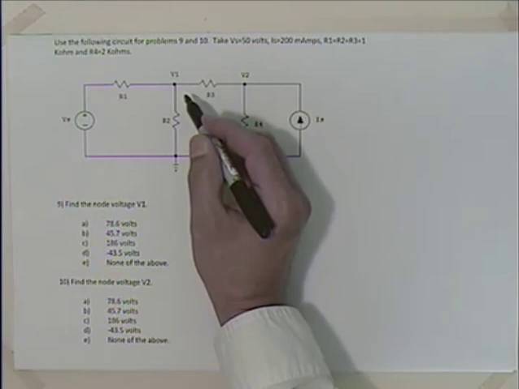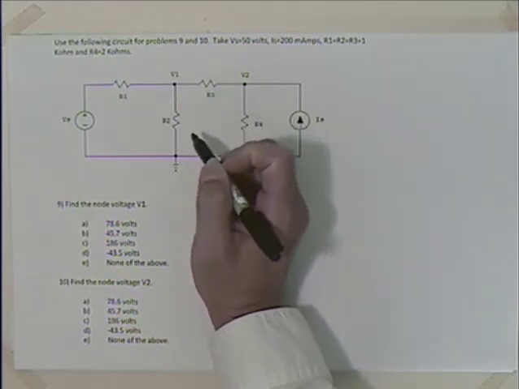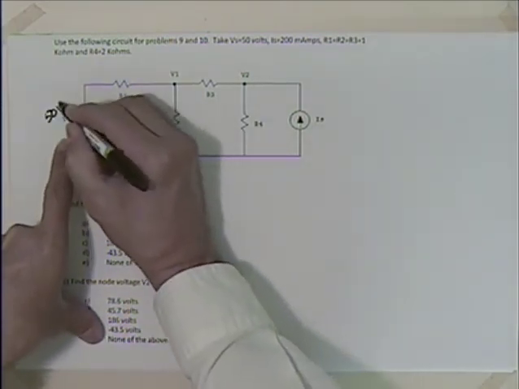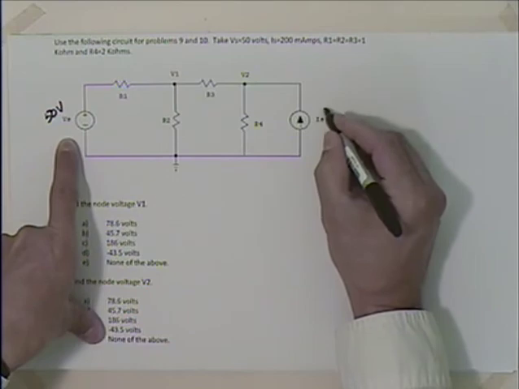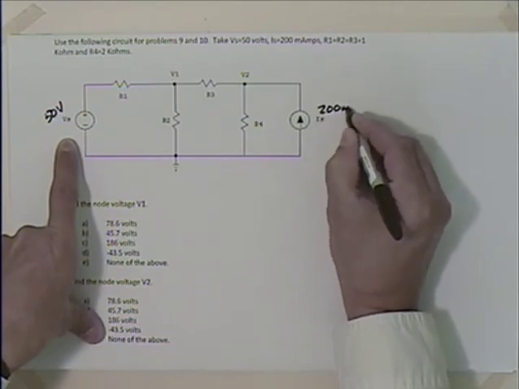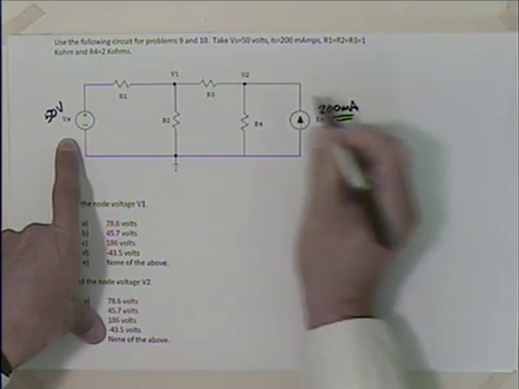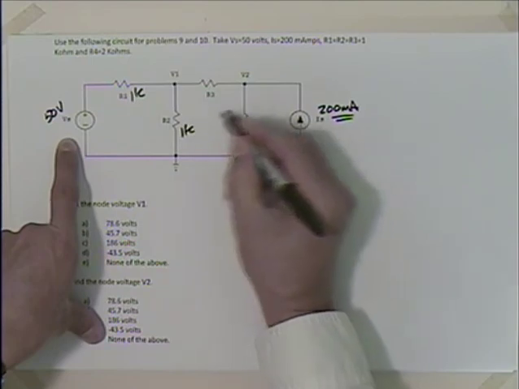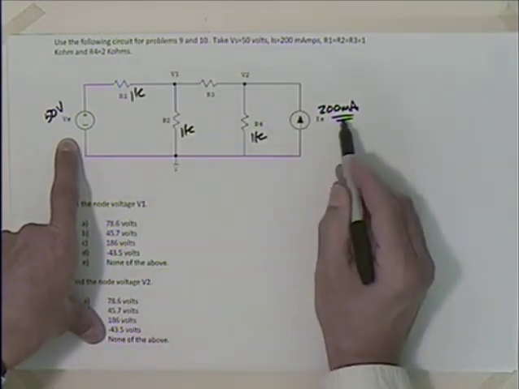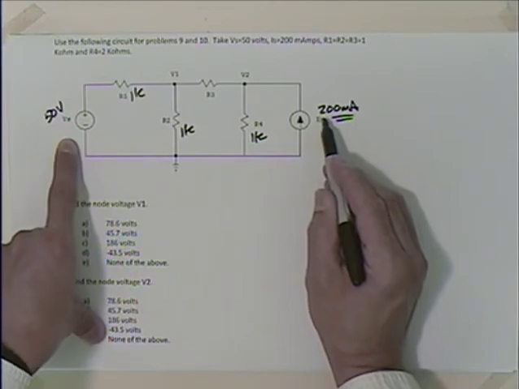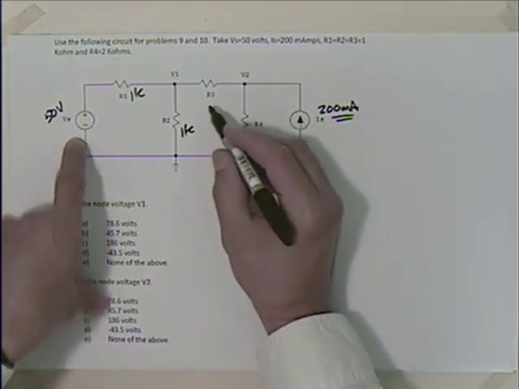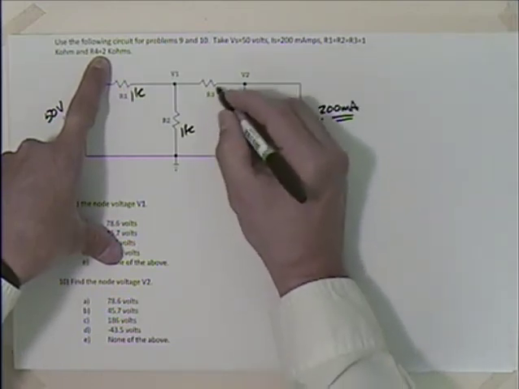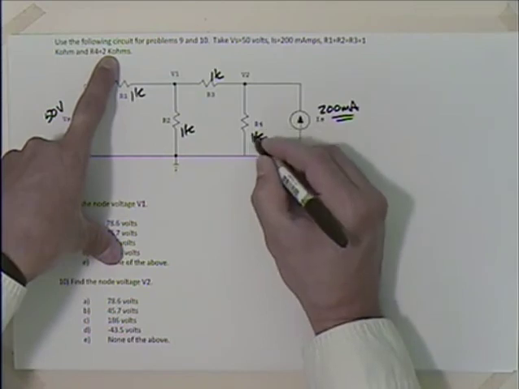We've got V1, we've got V2. What are we looking for here? We've got this that's 50 volts. What's our current? 200 milliamps. Be real careful with that. R1, R2, R3 is 1K ohm. 1K, 1K, 1K. If I'm using Ks, I think I'm going to leave that milli. I might have been tempted to say that it's 0.2 amps, but with the Ks, I'll leave this as milli. And then R4 is 2K.